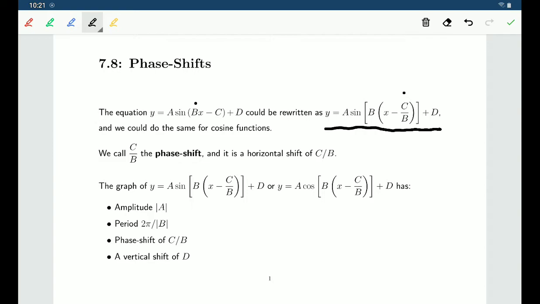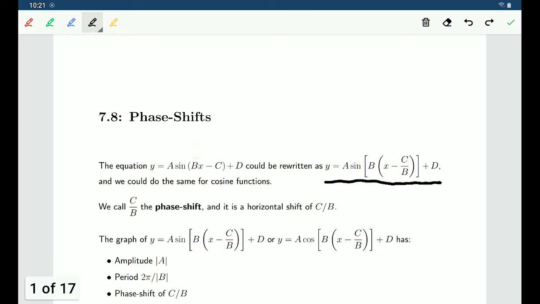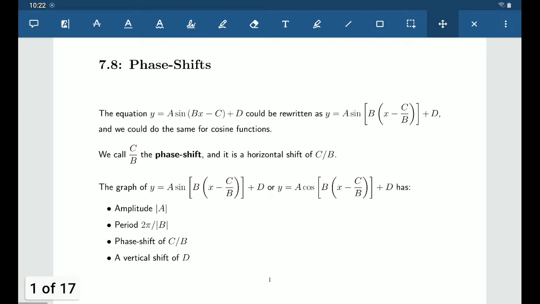So we now have a couple of things that we can add on. We have, as before, for a trig function, once we've written it in that form, we know that the amplitude is absolute value of a. We know period is 2 pi divided by the absolute value of b. And we also have now a phase shift of c over b and also a vertical shift of d. And of course, just like before, if d was positive, we'd be shifting our graph upwards, and if d were negative, we'd be shifting our graph downwards.